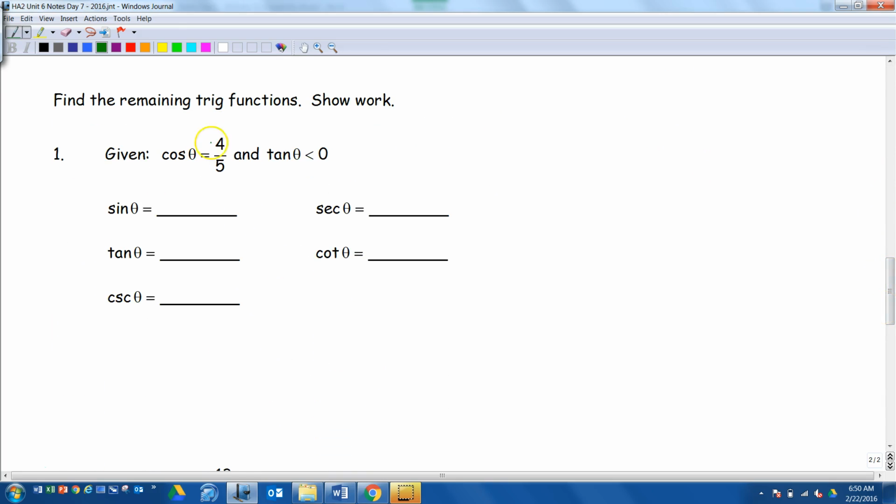First thing you have to figure out is what quadrants you're in. Cosine, or x, is positive in quadrants 1 and 4. But tangent is negative in quadrant 4 and in quadrant 2. So in order for both these things to be true, we have to be in quadrant 4. So I draw my triangle in quadrant 4. I put my values on. I know the cosine is equal to 4 over 5.